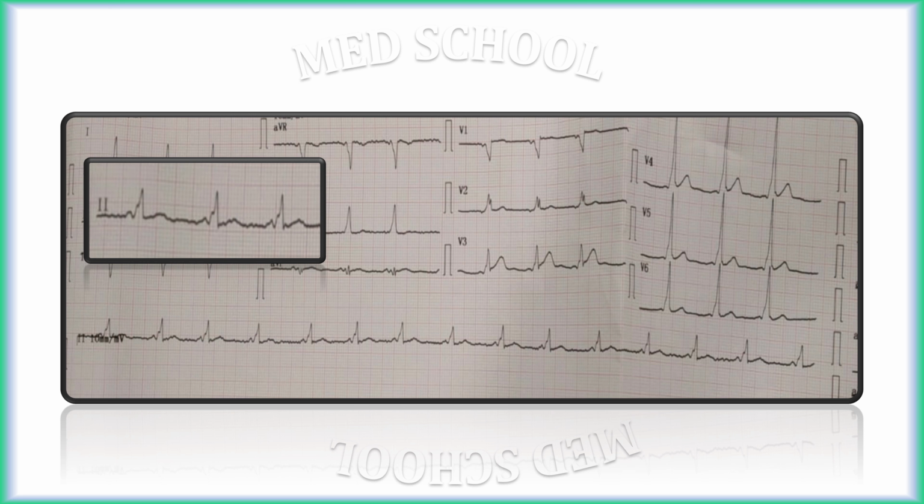In this ECG, the PR interval is only 80 milliseconds. The delta wave can be seen clearly. QRS duration is more than 120 milliseconds. Hence, this ECG represents WPW syndrome.